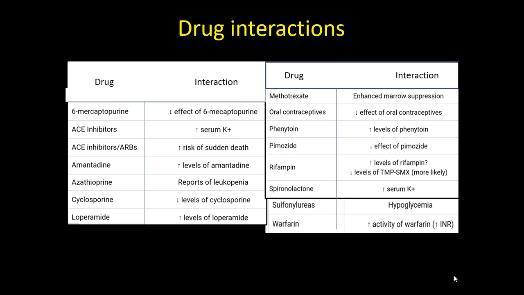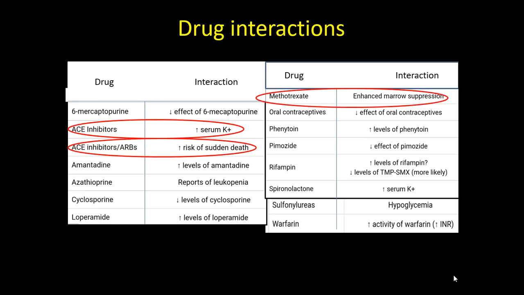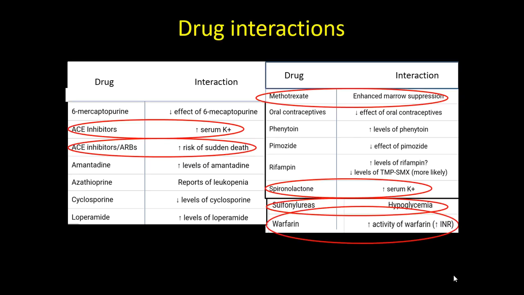Multiple drug interactions are also known, especially with ACE inhibitors, where it might lead to hyperkalemia. So always keep it in mind when the patient is going into hyperkalemia, and consider the drug interactions. Methotrexate, as I told you, itself has an effect of bone marrow suppression and thrombocytopenia, and at the same time, this drug enhances the effect of methotrexate and might lead to enhanced marrow suppression also. As we discussed, with potassium-sparing agents like spironolactone, there is hyperkalemia, and for warfarin, it increases the activity and effectiveness of warfarin, which leads to increased INR.